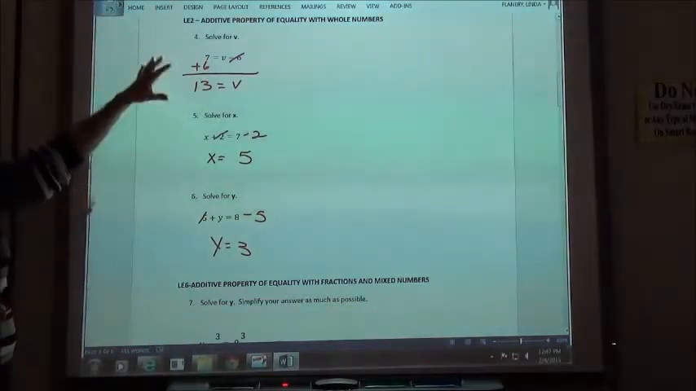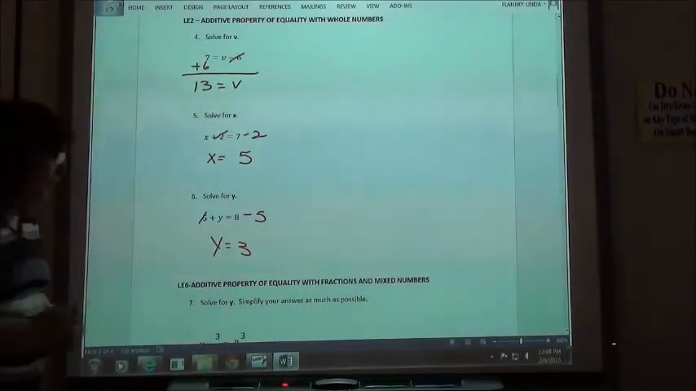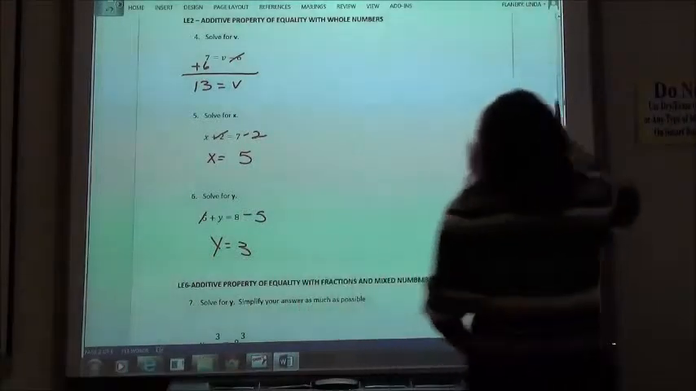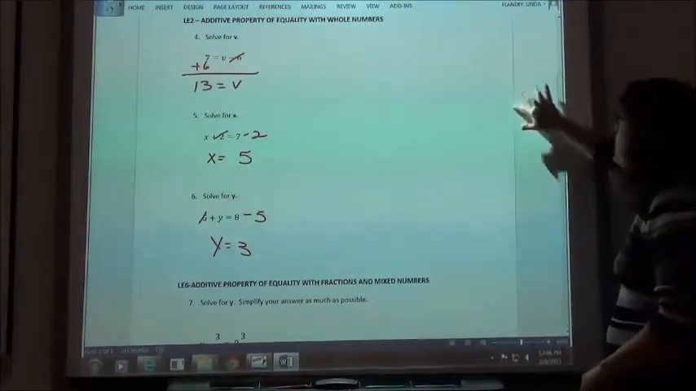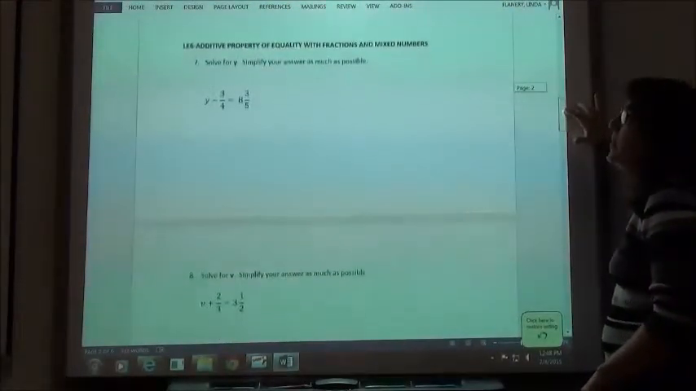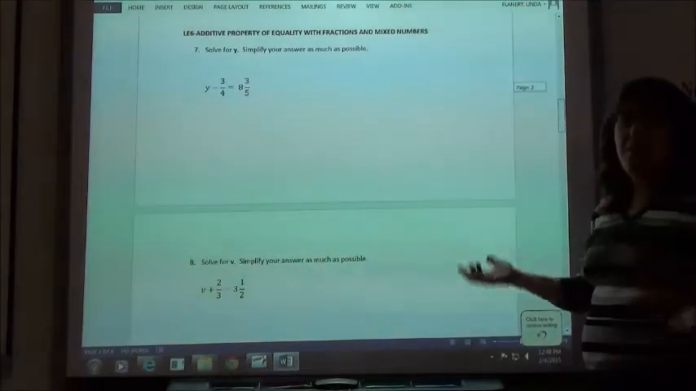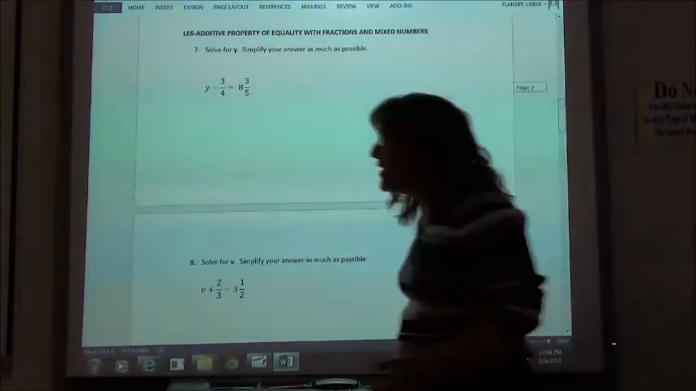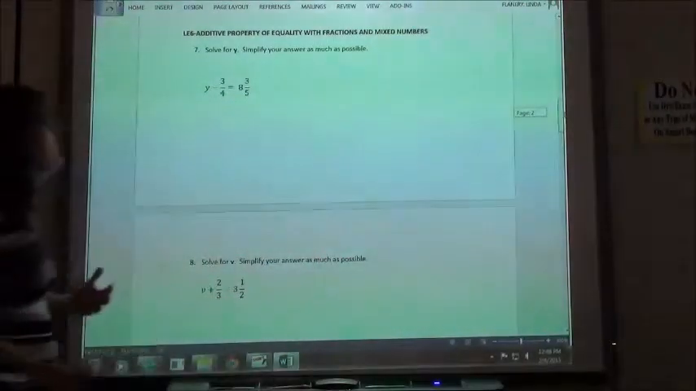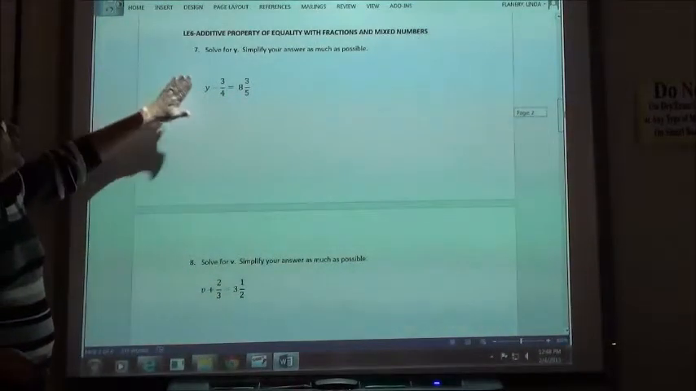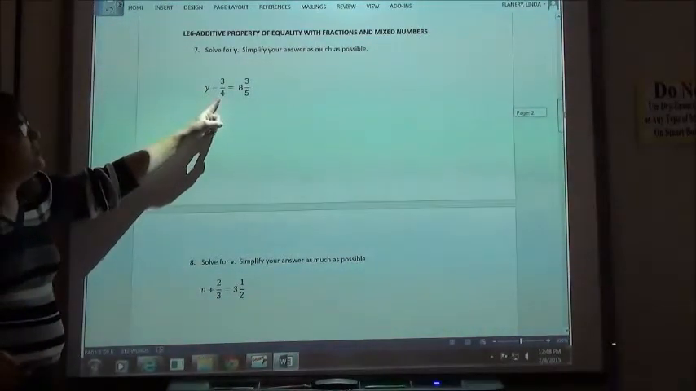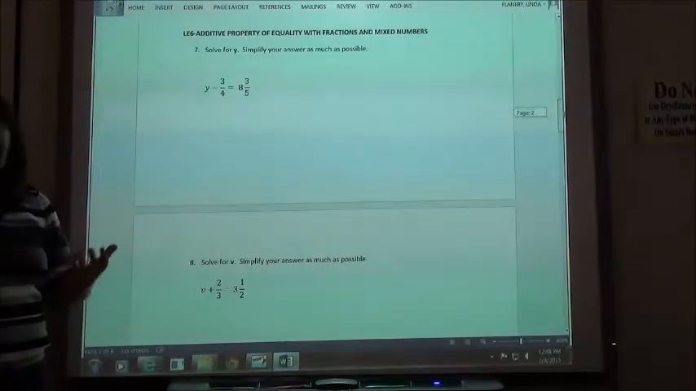So those ones we should have done when we worked on the review section. And now the new ones are the same thing you're doing, just made a little more complicated. Like we might have fractions and decimals and those kinds of things. But the rule is still the same. If I want to solve this for y, I need to move this to the other side. So I'm going to add my 3/4.